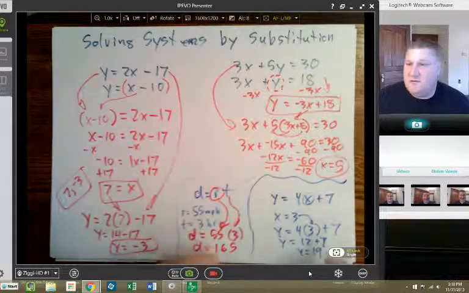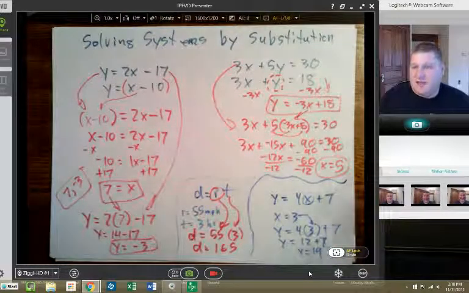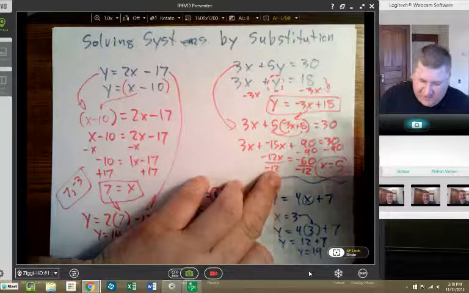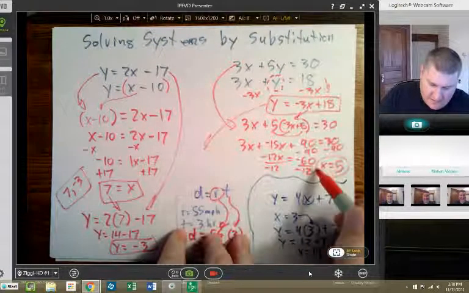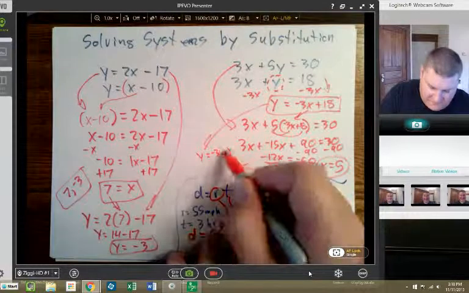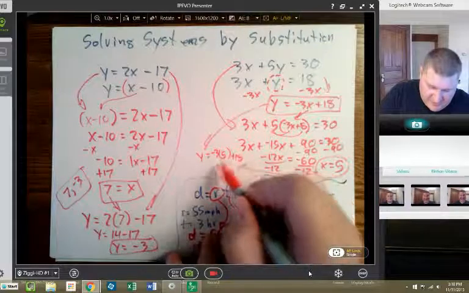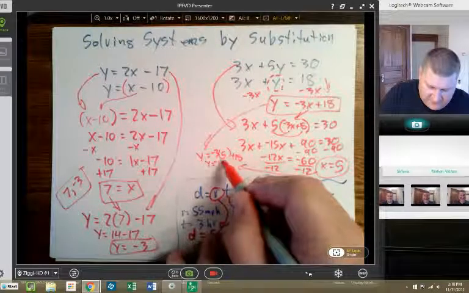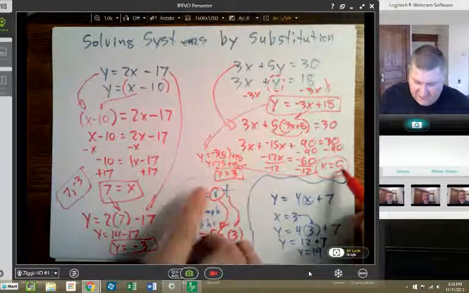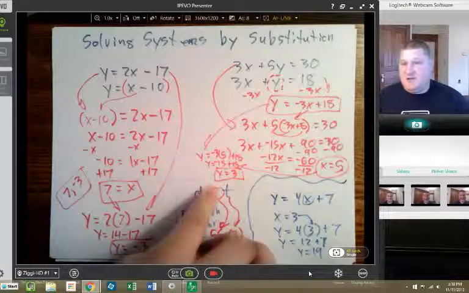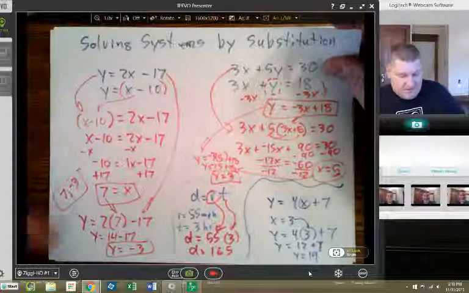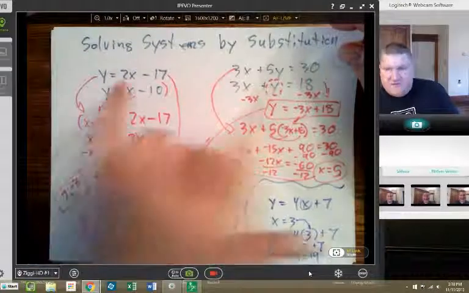Once I know x equals 5, I can plug it back in and find y. But wait a minute, y equals all this, so just take your x and put it right there. Y equals negative 3 times 5 plus 18. So y equals negative 15 plus 18. Y equals 3. So now my solution would be 5, 3.